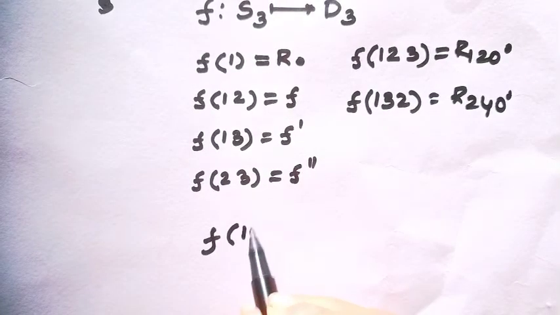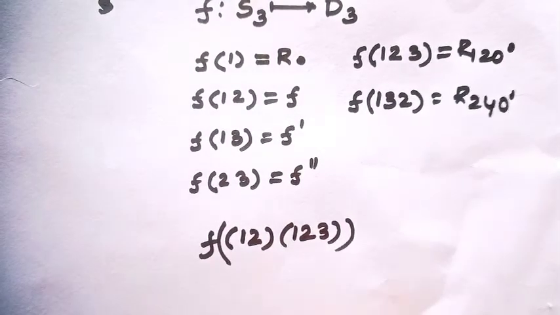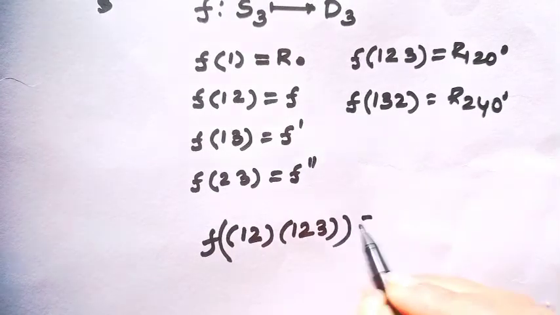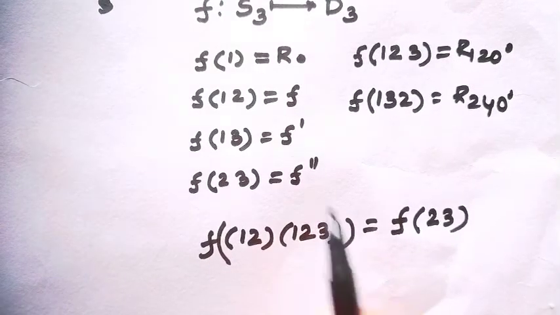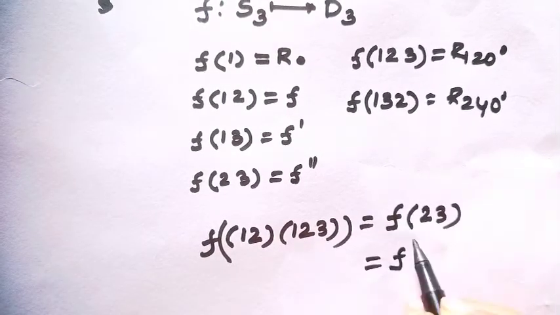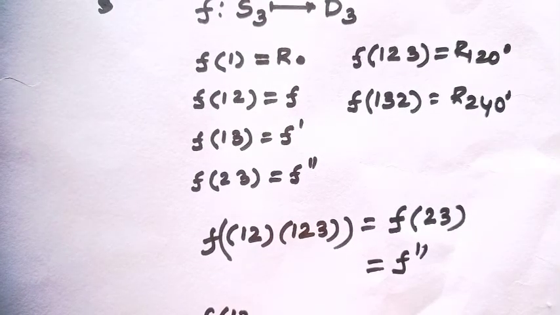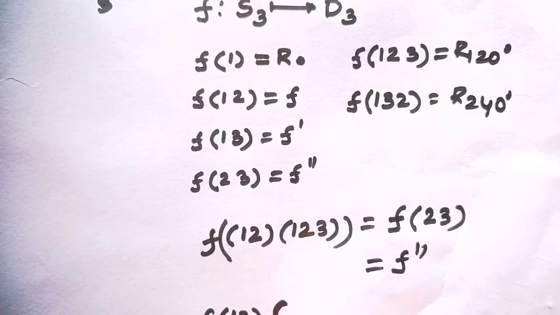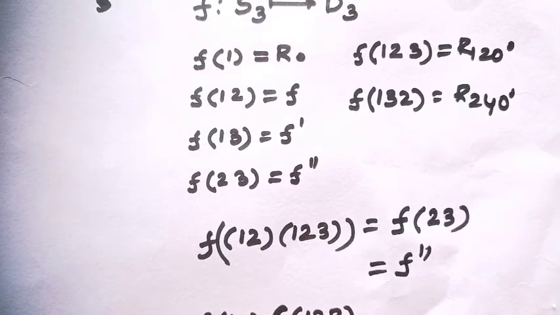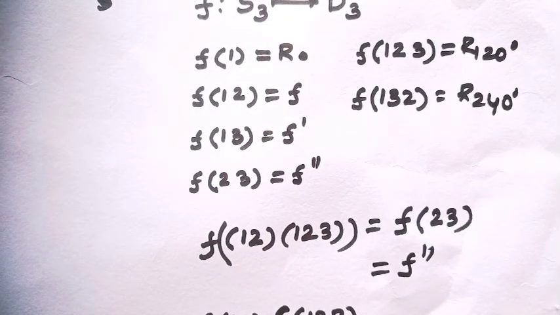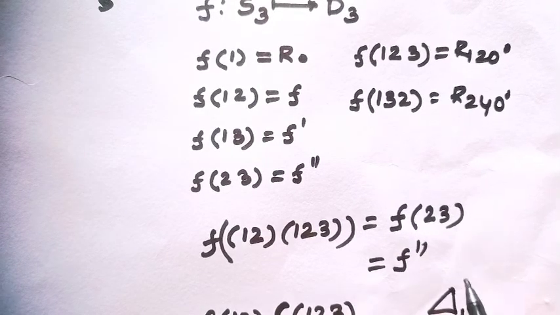Take f of (1 2)(1 2 3) and do the composition. After composition this would be f of (2 3). And f of (2 3) equals what? F double prime. Does the product equal? That means, is the product f of (1 2) and f of (1 2 3) equal? Let's check. Let's consider the equilateral triangle 1 2 3.